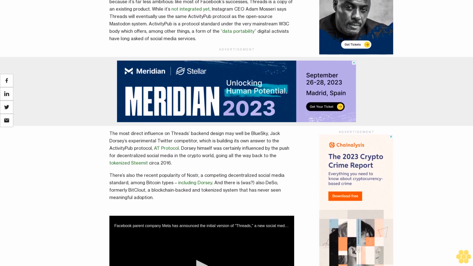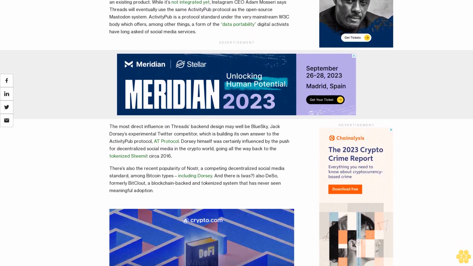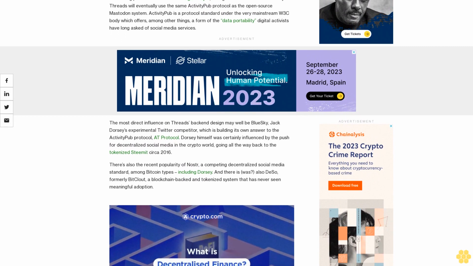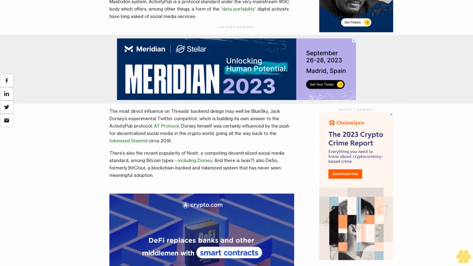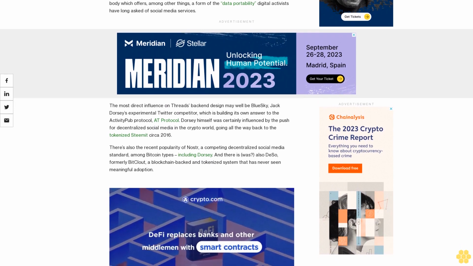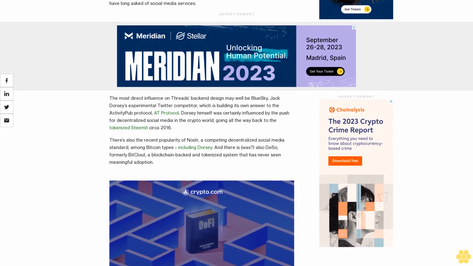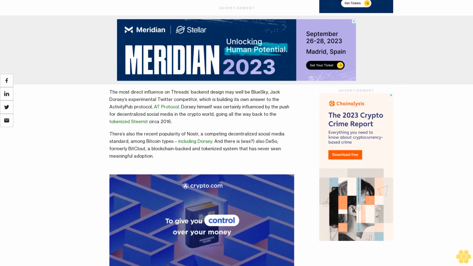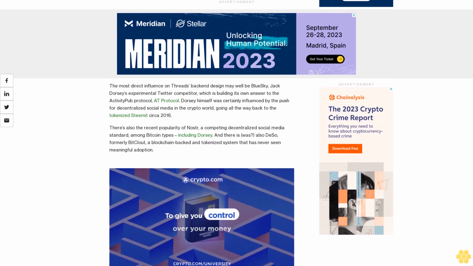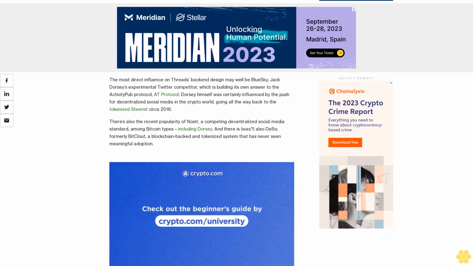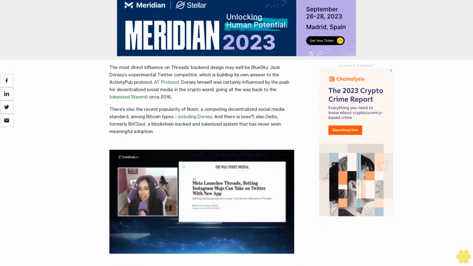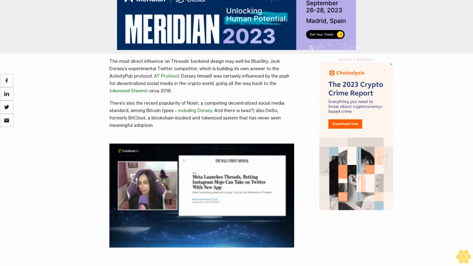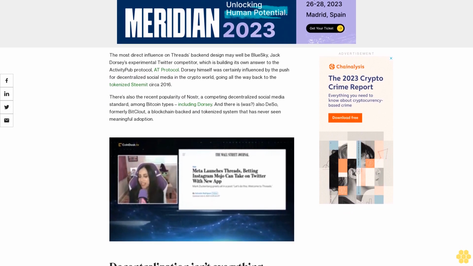Zuck's third bite at the crypto-adjacent apple might go better than the first two, if only because it's far less ambitious. Like most of Facebook's successes, Threads is a copy of an existing product. While it's not integrated yet, Instagram CEO Adam Mosseri says Threads will eventually use the same ActivityPub protocol as the open-source Mastodon system. ActivityPub is a protocol standard under the very mainstream W3C body, which offers, among other things, a form of the data portability digital activists have long asked of social media services.